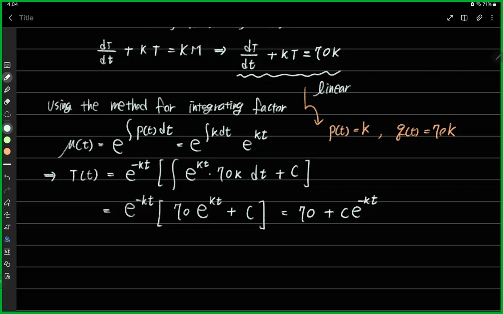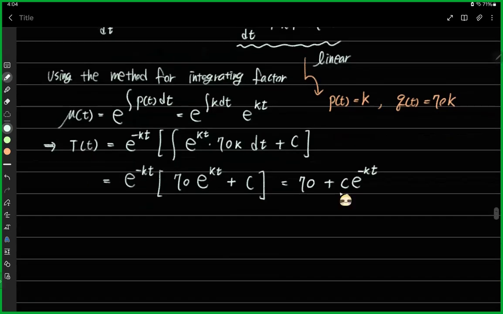Okay. So as you can see, as t approaches infinity, this term just goes away. So the temperature of the beer approaches 70 eventually as time goes on. Okay, but let's find out. This is the general solution, by the way.